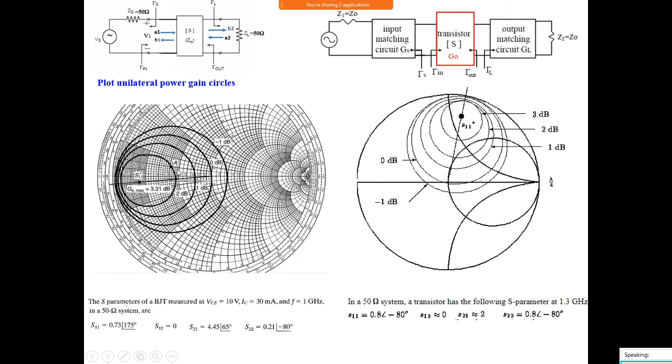Okay, that's why what we have to do, this is fixed. For example, assume the source impedance is fixed, we cannot change it. If you use it as it is, you do not get a gain equal to 2 dB. That's why we have to change this 50 ohm to some other value. What is the other value? That is any one value that lies over this circle, the 2 dB circle.